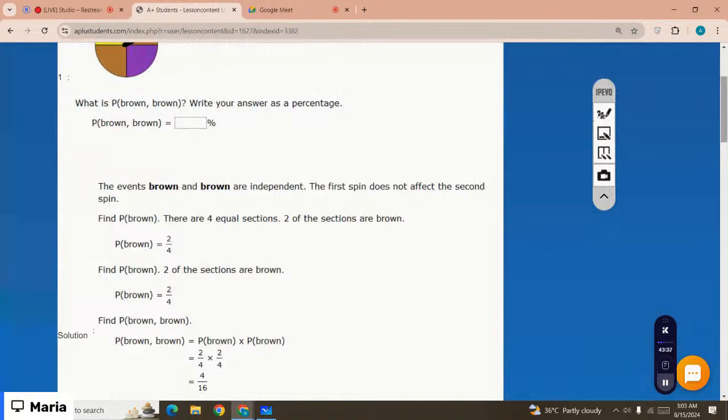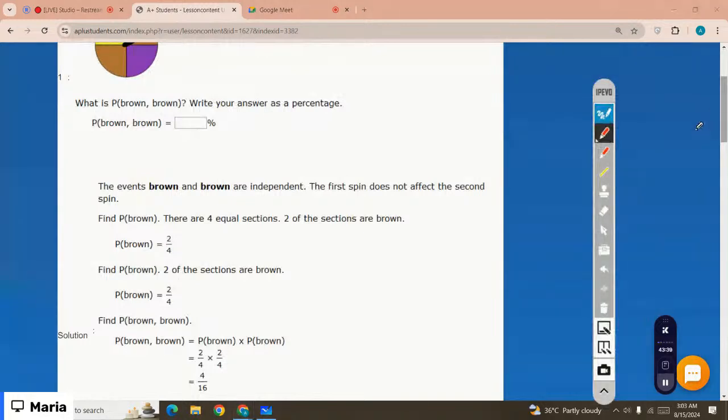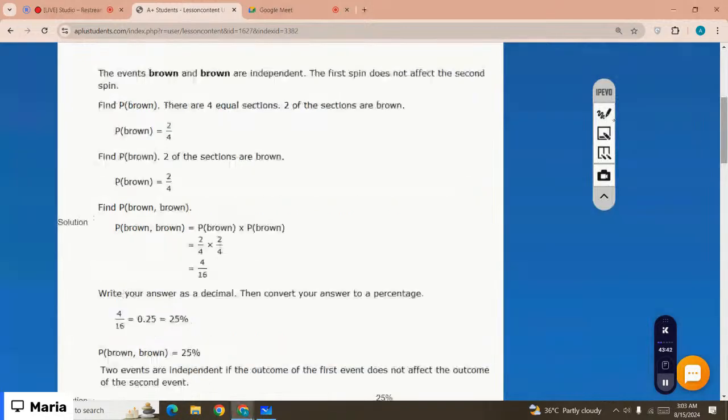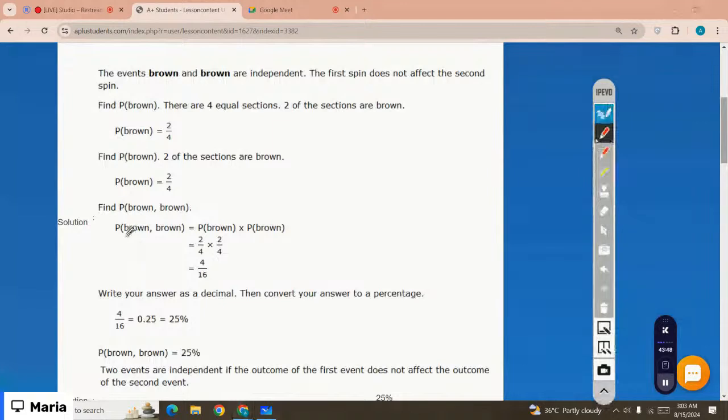Now you need to calculate the probability of two events, that is the probability of brown and brown. You have to multiply the probability of these two events. The probability of the brown event is 2 by 4, then the probability of the brown event is again 2 by 4. You need to multiply them. So 2 times 2 is 4 and 4 times 4 is 16. So that is 4 over 16. You have to convert it into percentage form, so 0.25 or 25%. Two events are independent if the outcome of the first event does not affect the outcome of the second event. Got it?